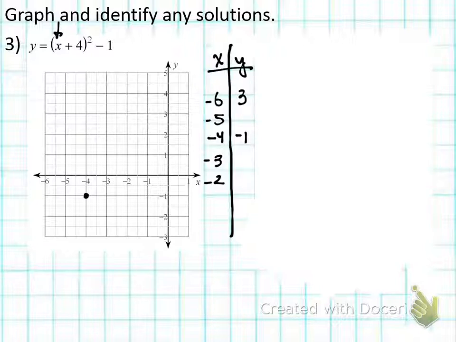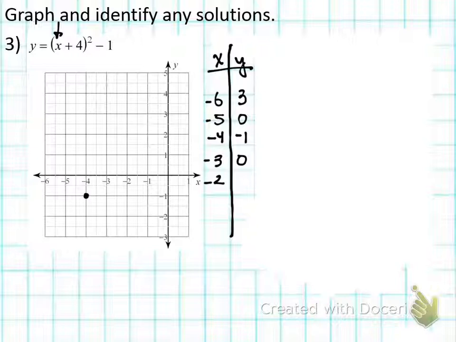Negative 5. What's negative 5 plus 4? Negative 1. Squared is 1. 1 minus 1 is 0. Okay, good. Next one, negative 3. Negative 3 plus 4 is 1. 1 squared is 1. 1 minus 1 is 0. Okay, negative 2. Negative 2 plus 4 is?